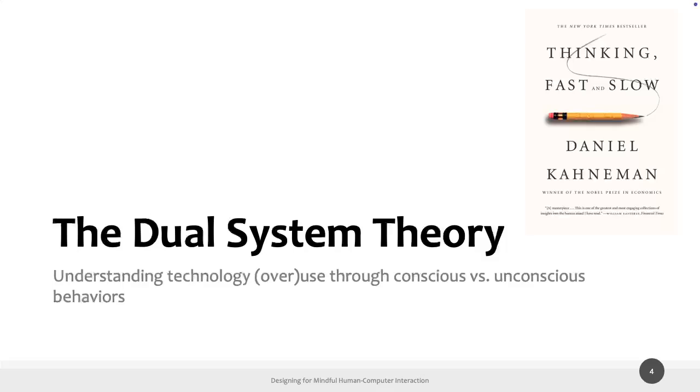Anyway, it's a theory proposed by Daniel Kahneman. This is a bestseller. Daniel Kahneman is a winner of the Nobel Prize in economics that describes how our cognition works, right? So according to this theory, our cognition has two distinct types of thinking. One that is fast, automatic, and effortless, and one that is slow, analytic, effortful.